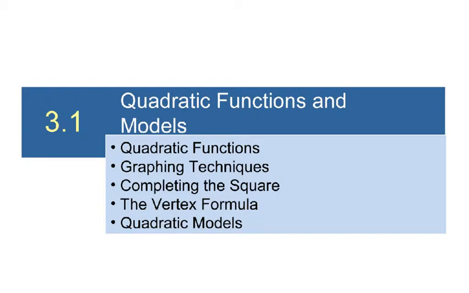We're going to be graphing quadratics just like that, and then completing the square. We've looked at completing the square before to find zeros, but we're going to be looking at it to help us put our quadratic in something called vertex form. And then we have the vertex formula that we're going to be looking at, and then we're going to look at a quadratic model.